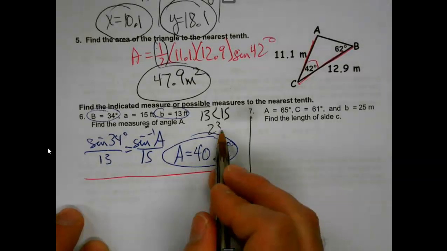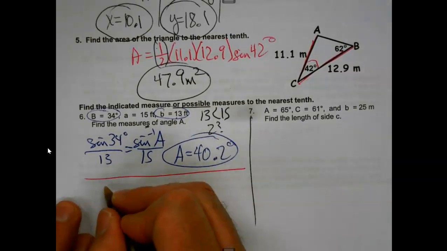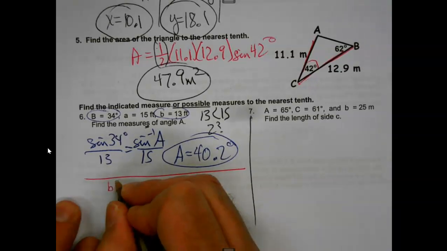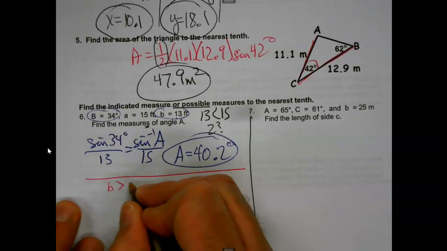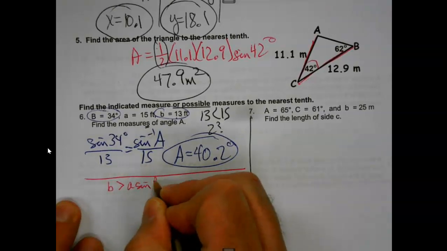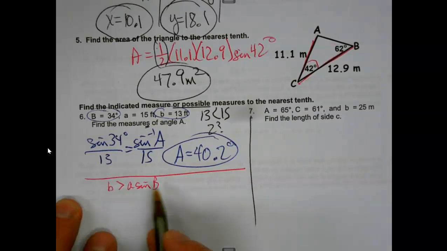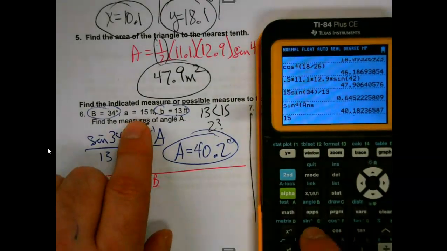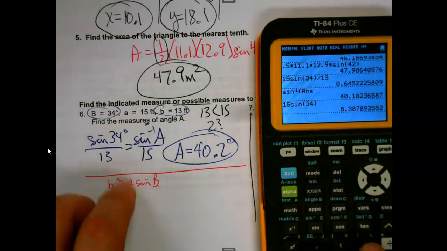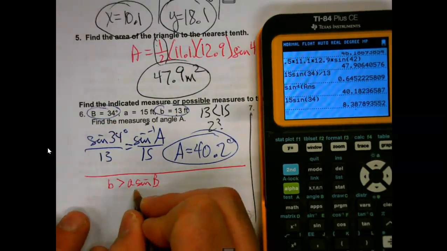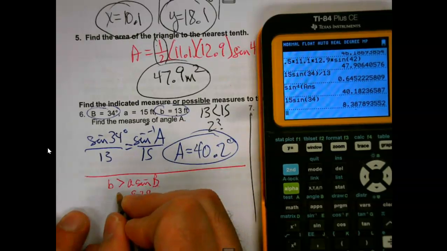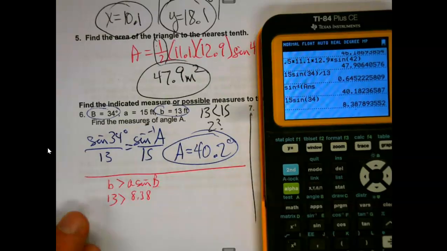When I'm trying to see if there's a second, remember, you're going to be trying to figure out, is B greater than A sine of B? We've normally done this is A and this is B, but it all comes back to the angle measure that you're working with. So what's A sine of B equal? 15 sine of 34. So 8.38. B is greater than that.